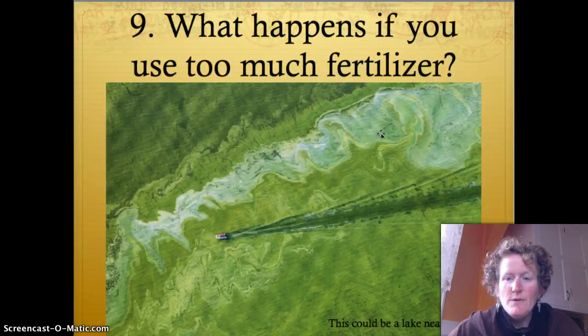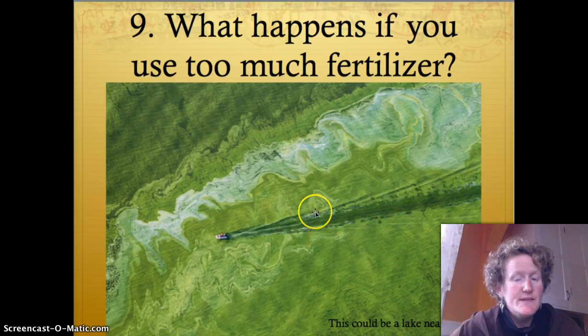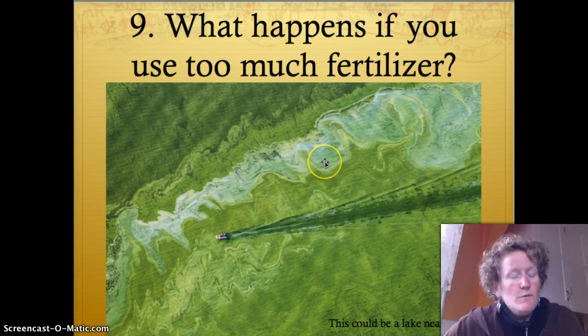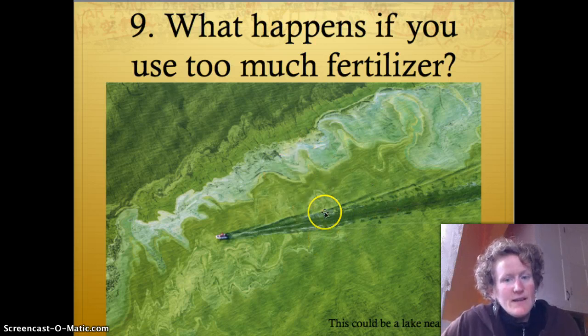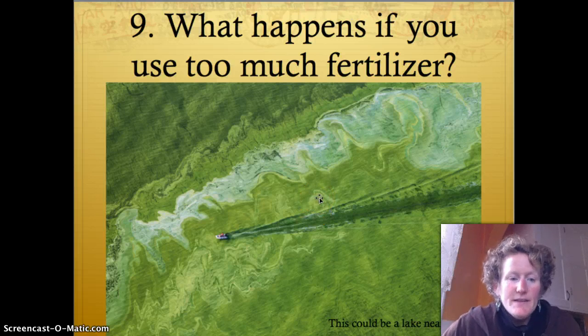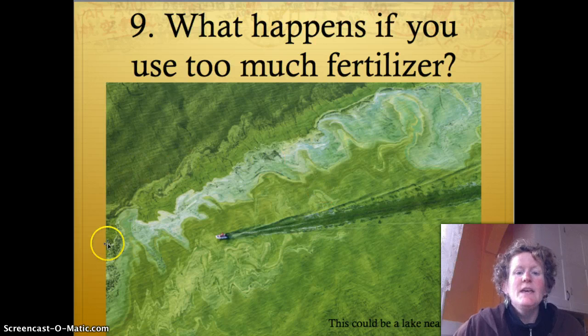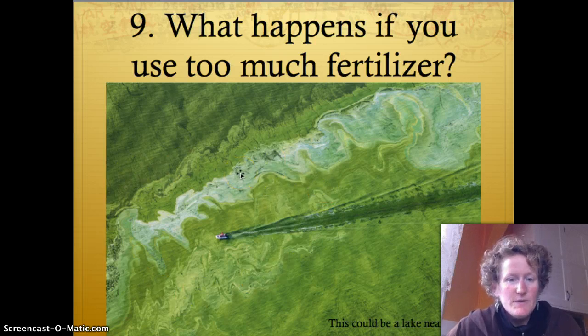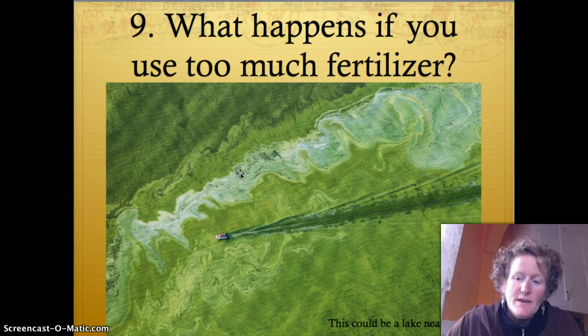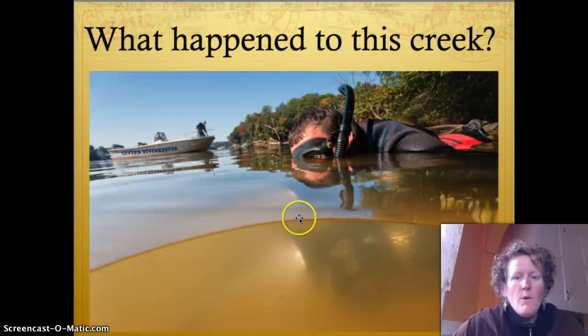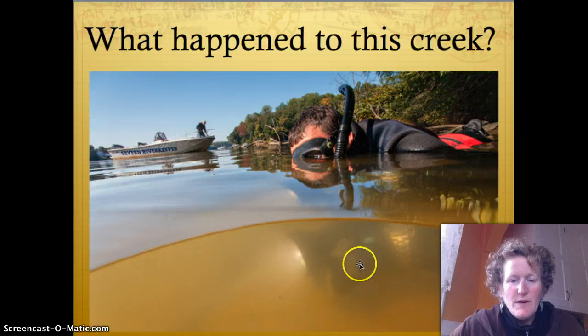What happens if you use too much fertilizer? This is a lake. You might live near a lake that looks like this in the middle of summer. That's because you're getting too much nitrogen and too much phosphorus into the lake. And that grows algae, and then really nothing else can grow. It smothers the lake.